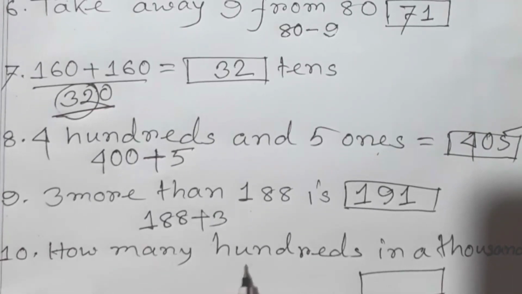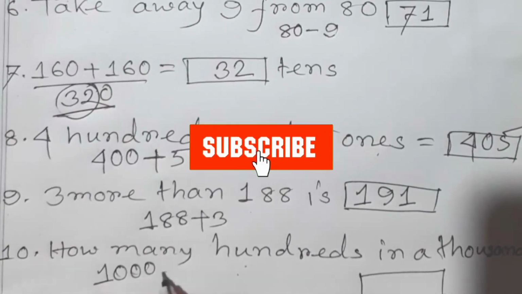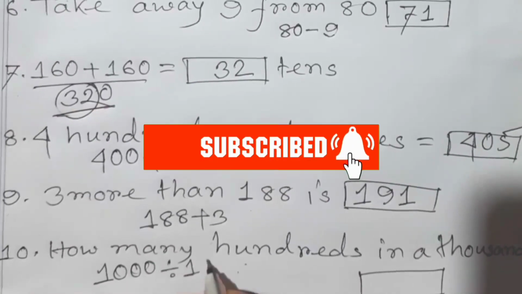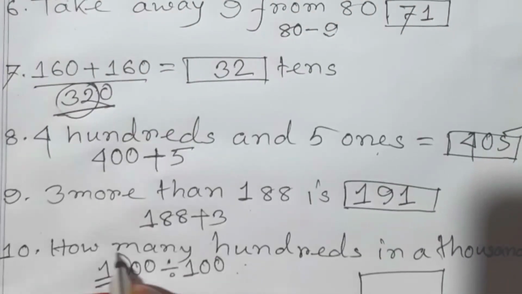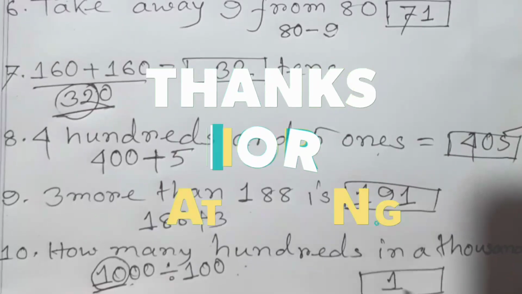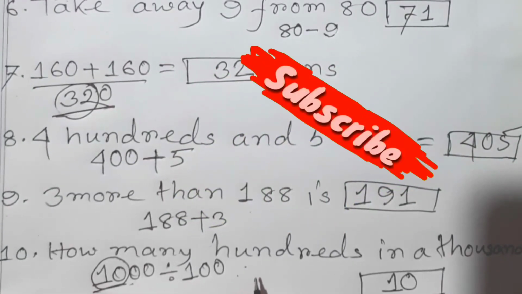How many hundreds in 1,000? Write 1,000 divided by 100. That means the answer is only 10. In 1,000 there are 10 hundreds.